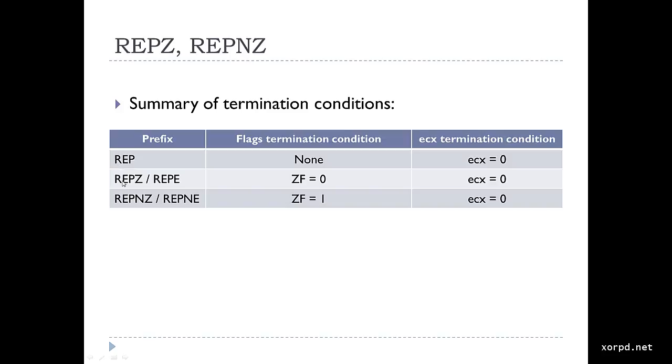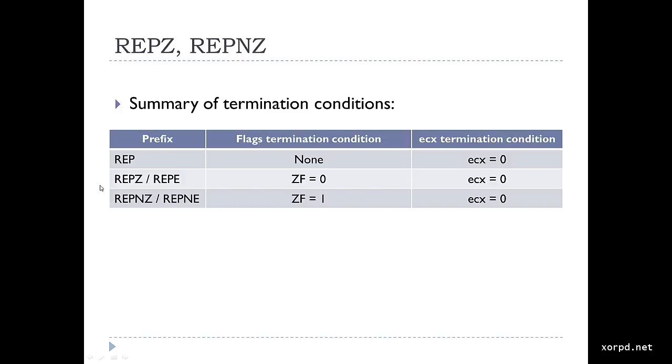Next we have rep Z. It has another name, rep E, which stands for repeat equal. Rep NZ also has another name, which is rep NE, repeat not equal. I want to emphasize, rep Z and rep E are exactly the same. They have the same encoding. The same is true for rep NZ and rep NE. They are exactly the same.